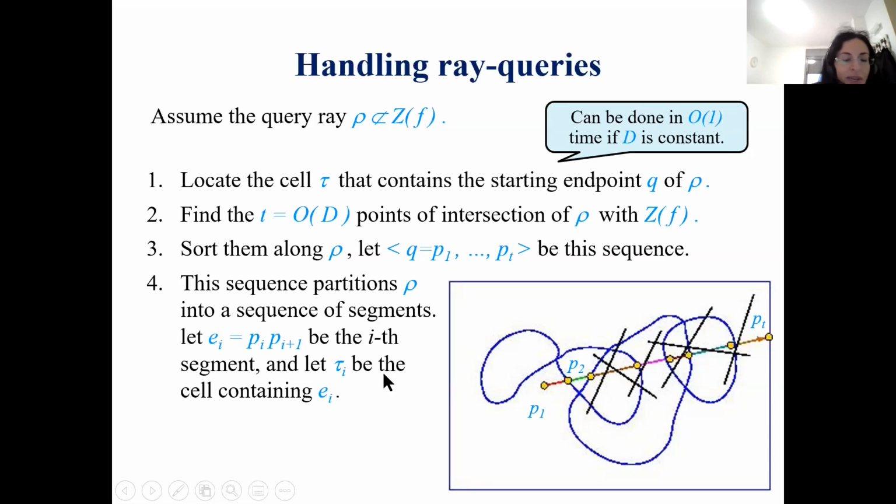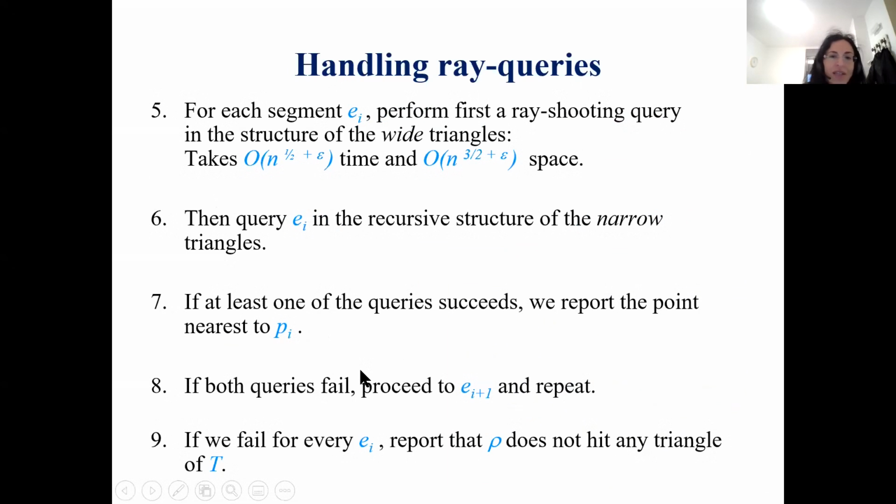So I'm going to denote by tau_i the cell that contains the i-th segment e_i. And we are going to apply segment shooting within each of these cells in turn. Okay, so this is actually fairly standard. What we do here, we take each of these segments e_i, and we perform a ray shooting query in the structure of the white triangles. I stated the main theorem about white triangles before, so let's just use it as a black box. So this takes n to the 1/2 plus epsilon time and n to the 3/2 plus epsilon space.